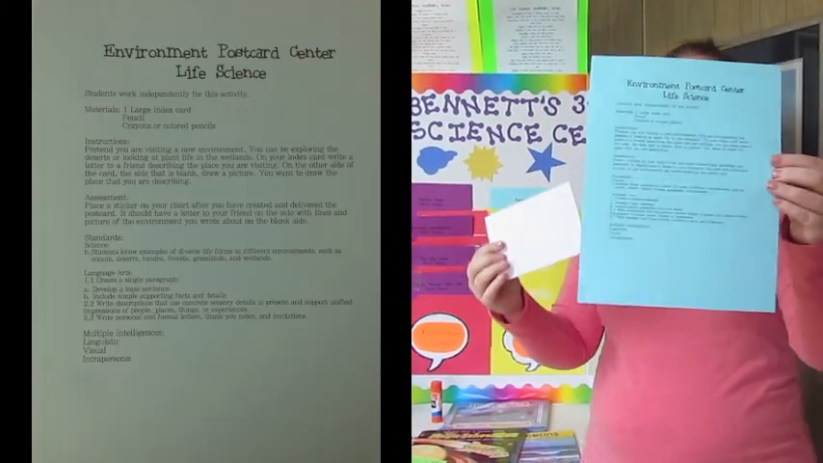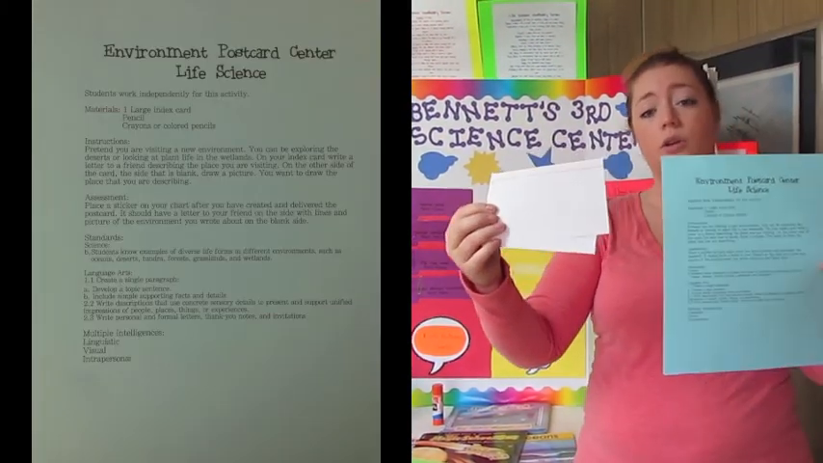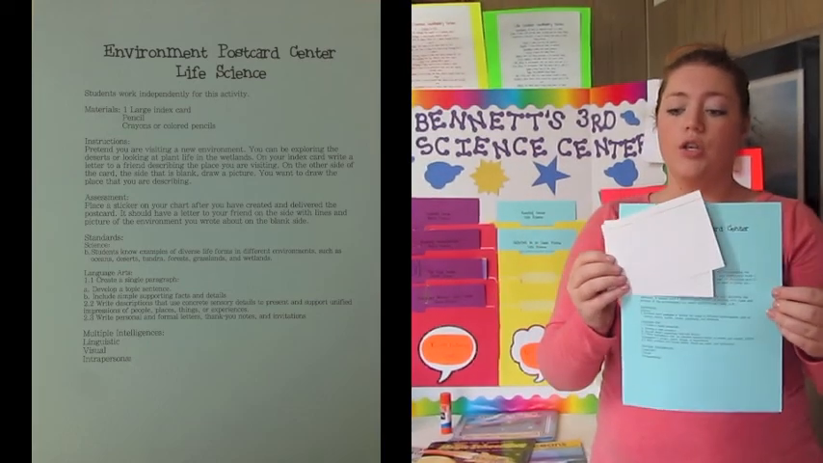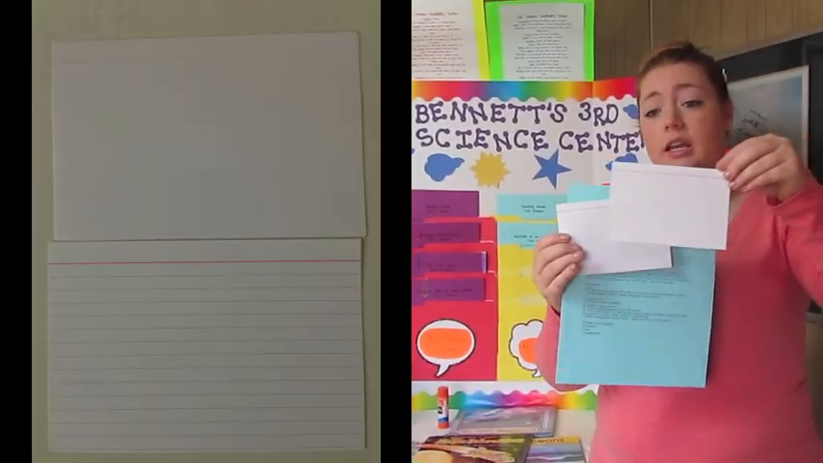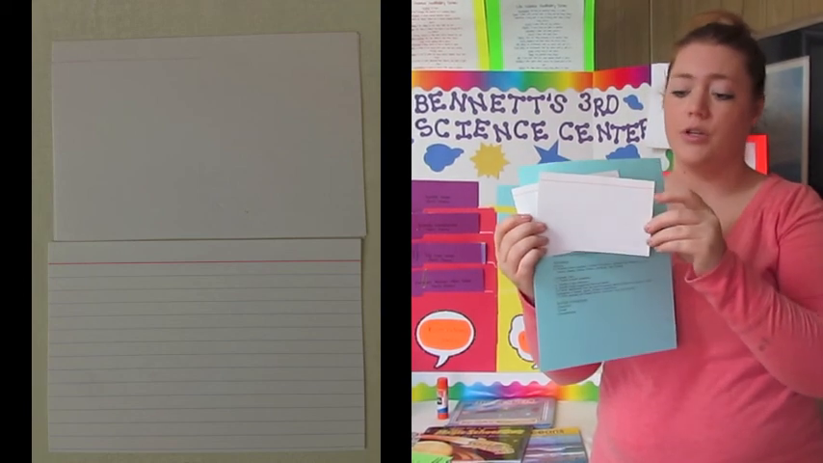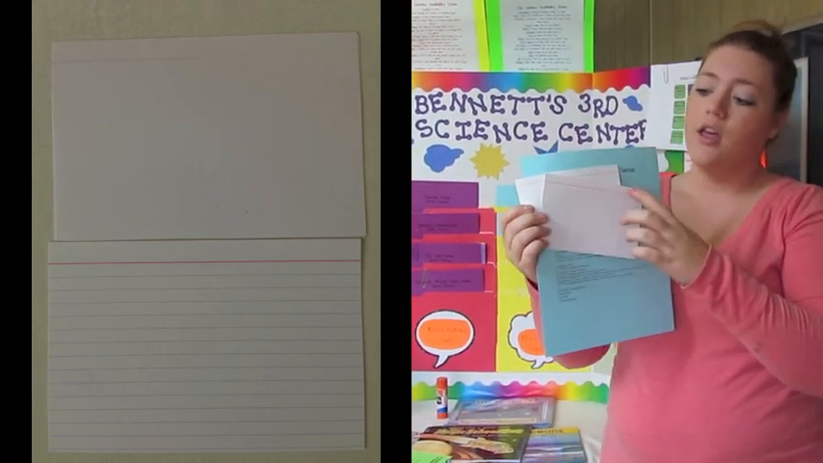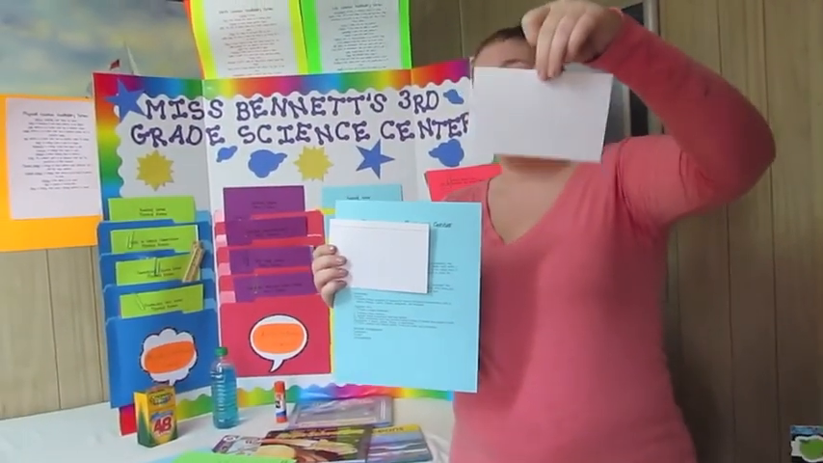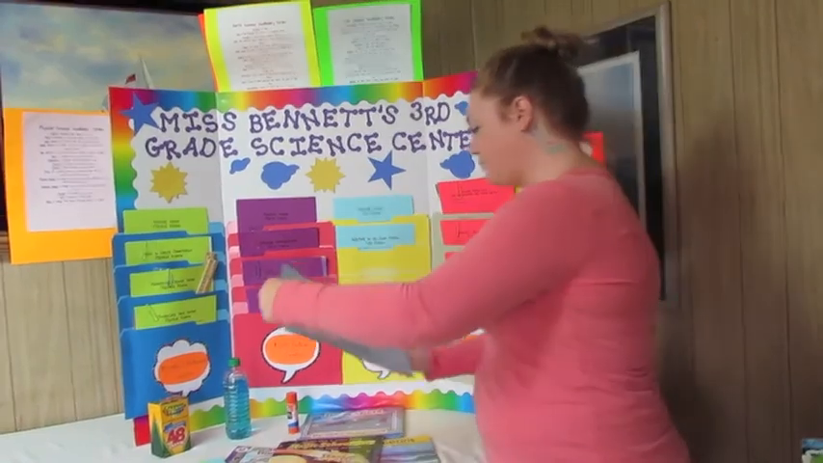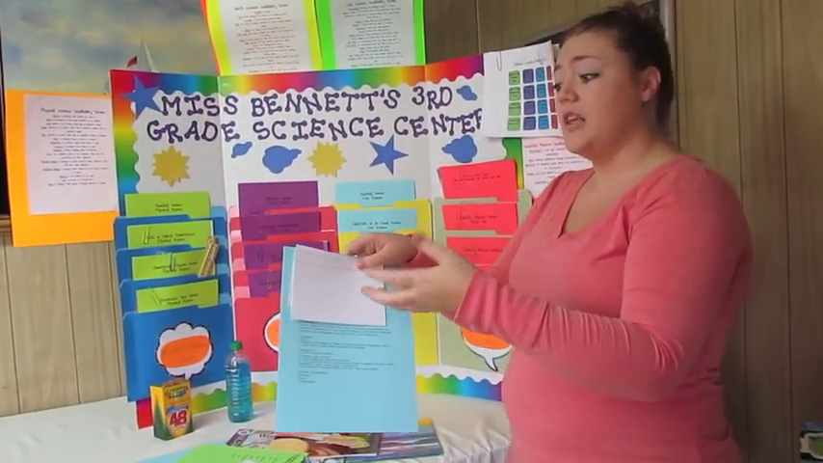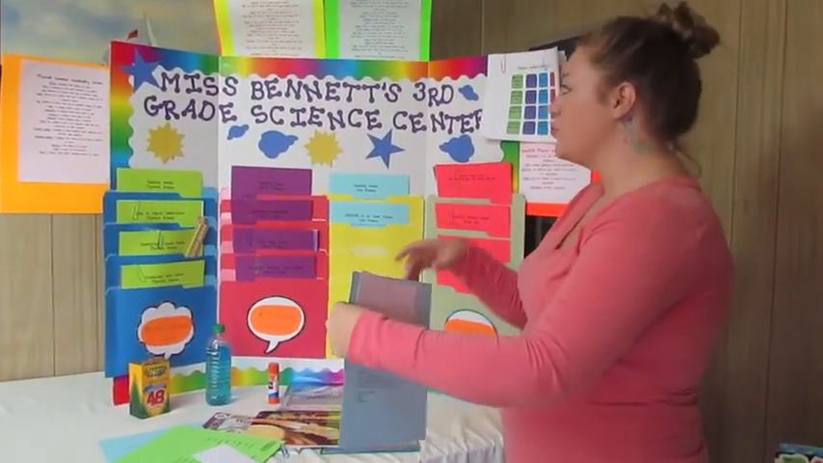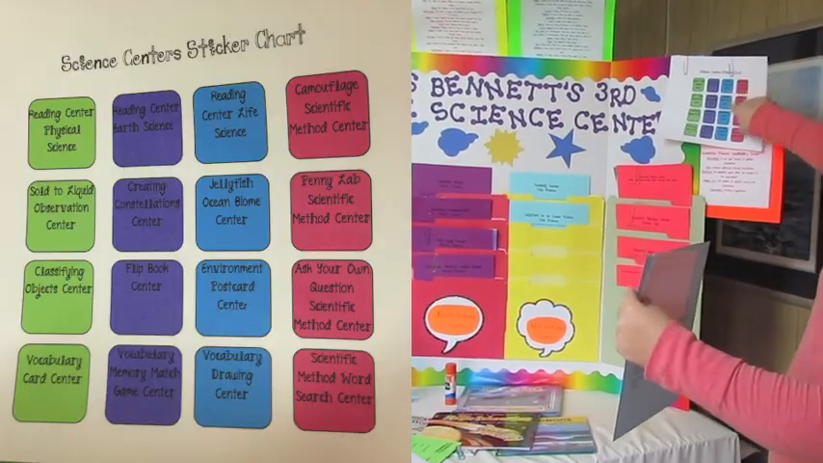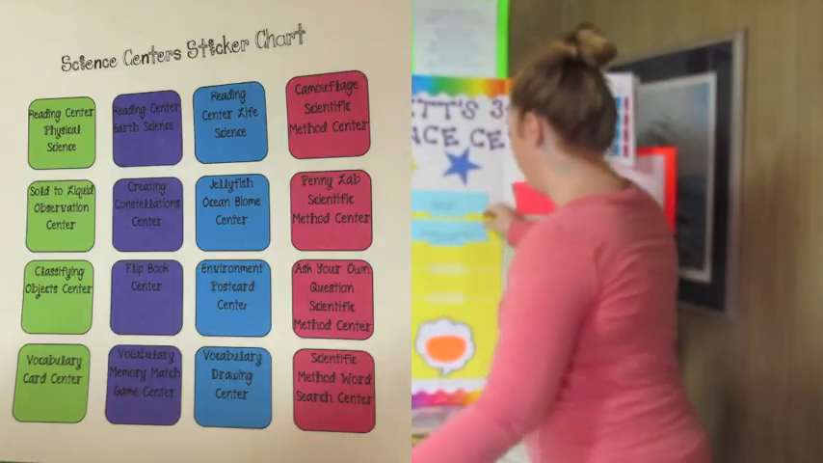And then the next one is the Life Science Postcard Center, and in this one the students have a postcard and they're going to be writing a letter to a friend. They would imagine that they're in a different environment, for example an ocean environment. They're going to explain to their friend what the ocean environment is like, and then on the other side they're going to draw a picture of that environment. And then once they're done and they've delivered it to their friend in the classroom, they can come up and put their sticker on their assessment chart.